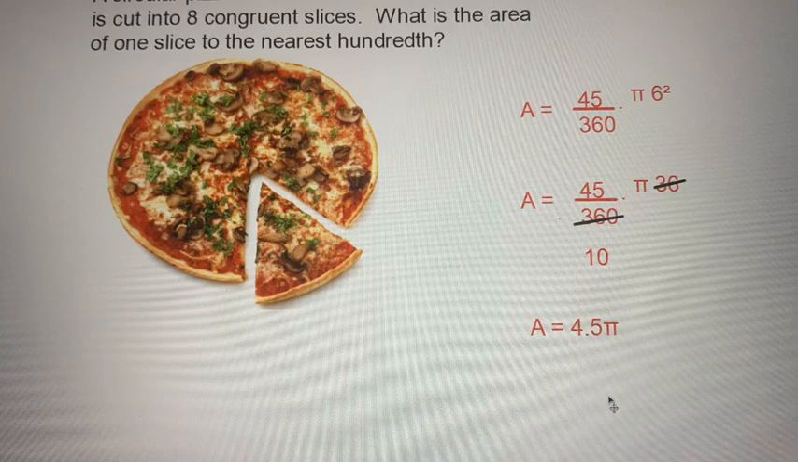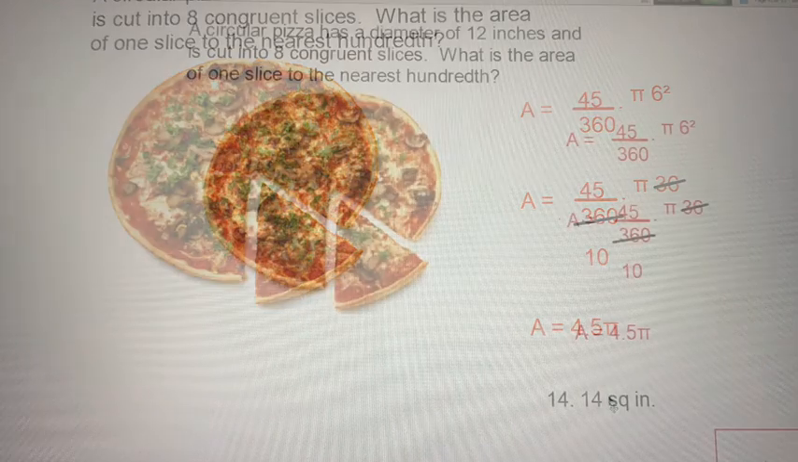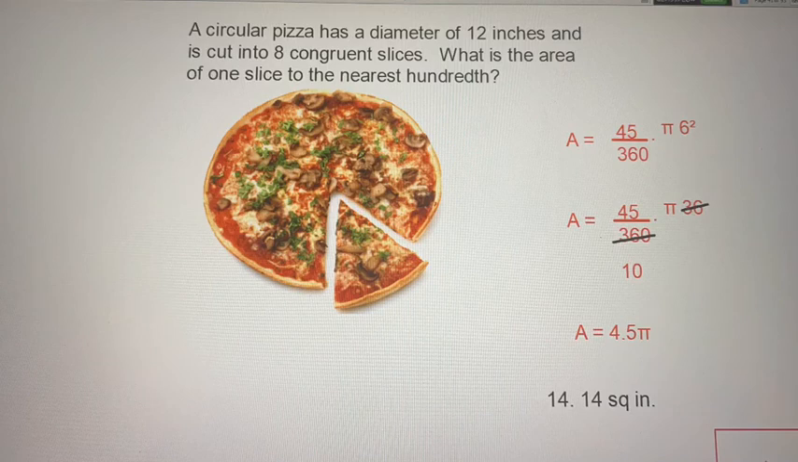Okay? So now on my calculator, I'm going to push in pi times 4.5. And then in the directions it said round to the nearest hundredth. So when I do that, I get 14.14 square inches.